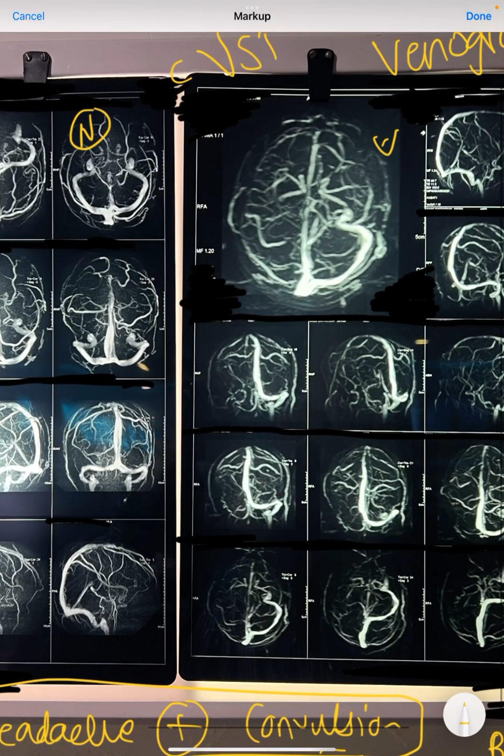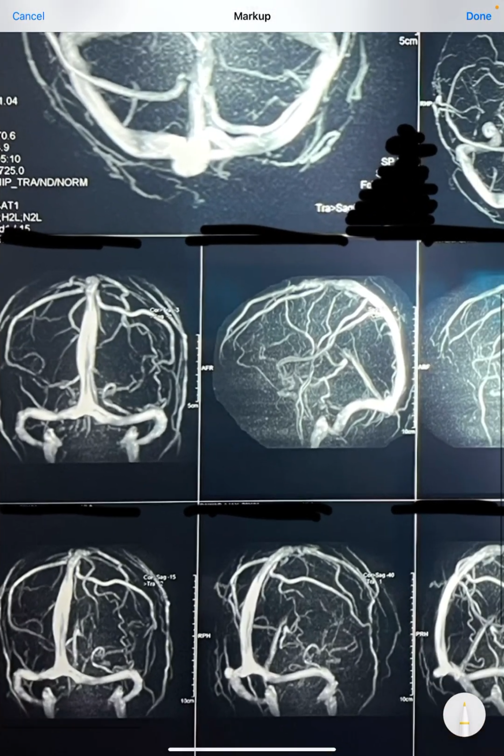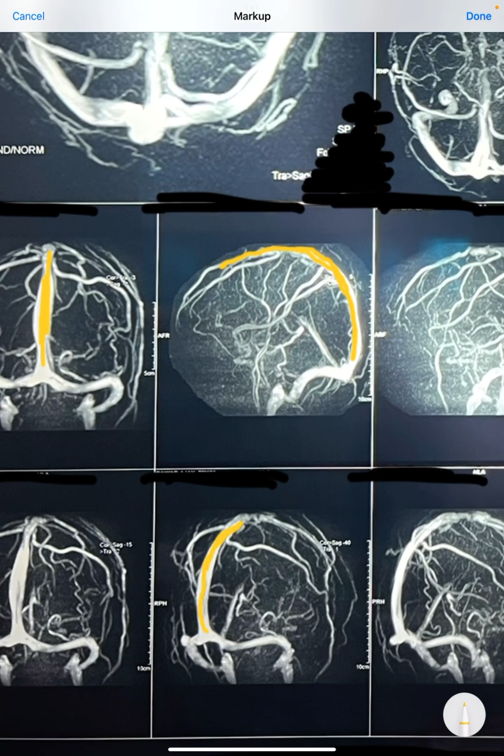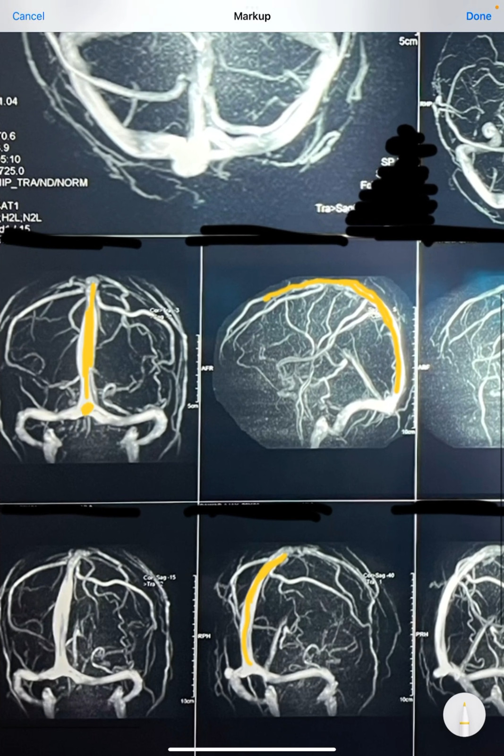So for the normal structures, what I'll be telling in this venogram is that the midline largest sinus is the superior sagittal sinus. This is the superior sagittal sinus that we can see in the midline. And at the end of this superior sagittal sinus, this is the confluence, because these sinuses meet here. So this is called the confluence of the sinuses.